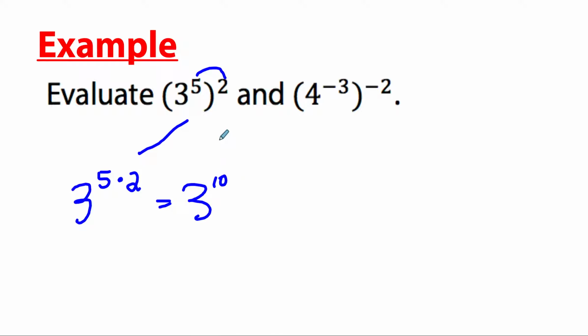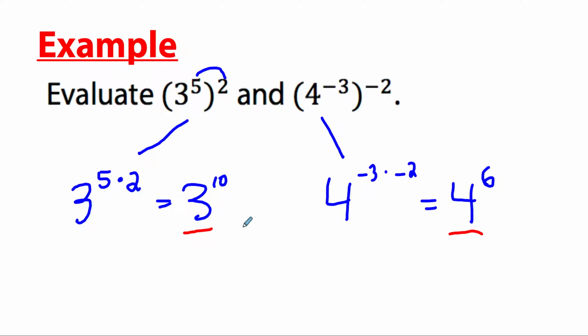And over here, we'll do the same. That 4 to the negative 3rd, all of that in parentheses raised to the negative 2nd power, is the same as 4 raised to the negative 3 times negative 2. Negative 3 times negative 2 is positive 6, so that's the same as 4 to the 6th. And when we evaluate these two expressions, this is what we get.